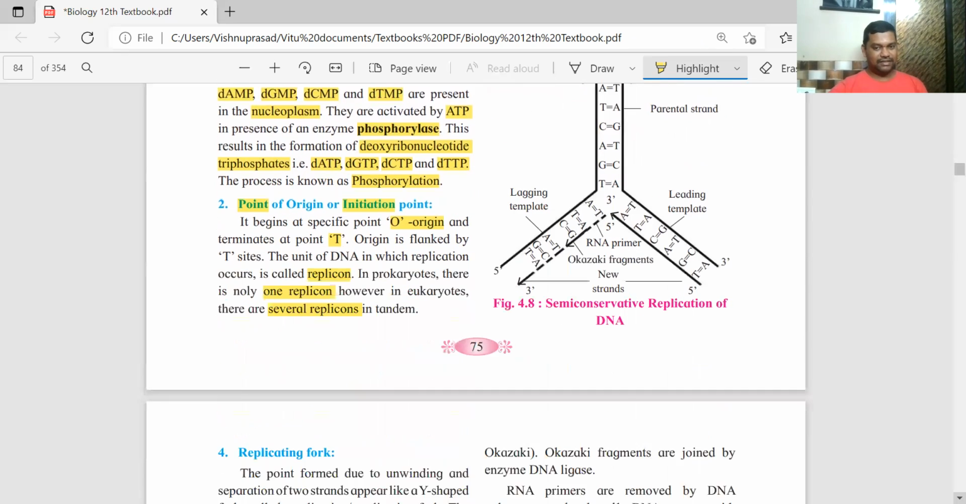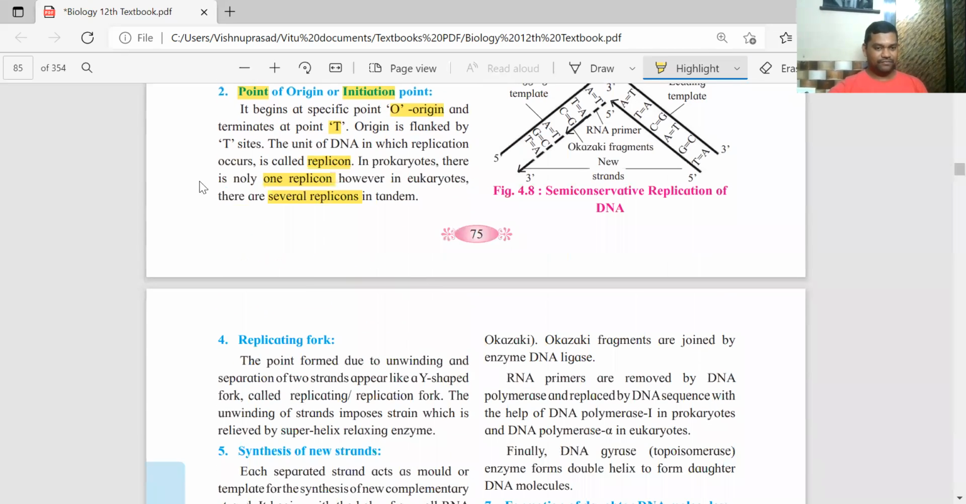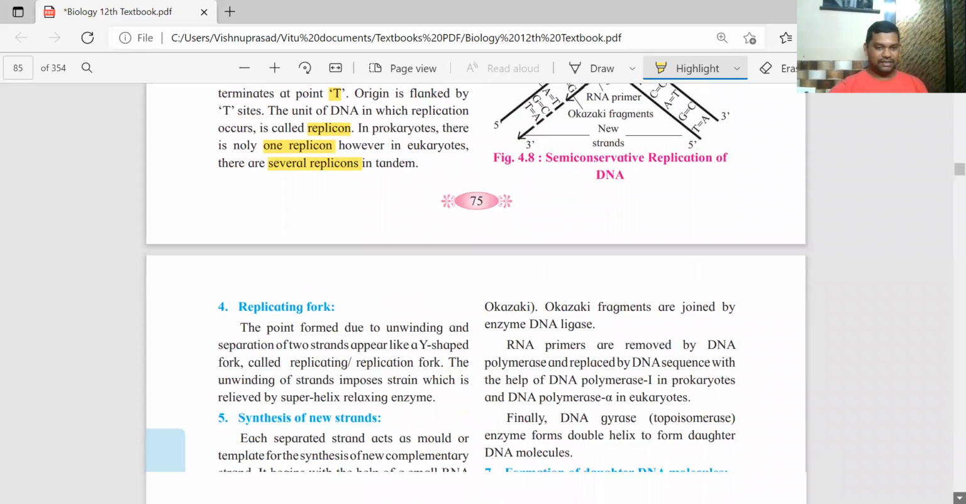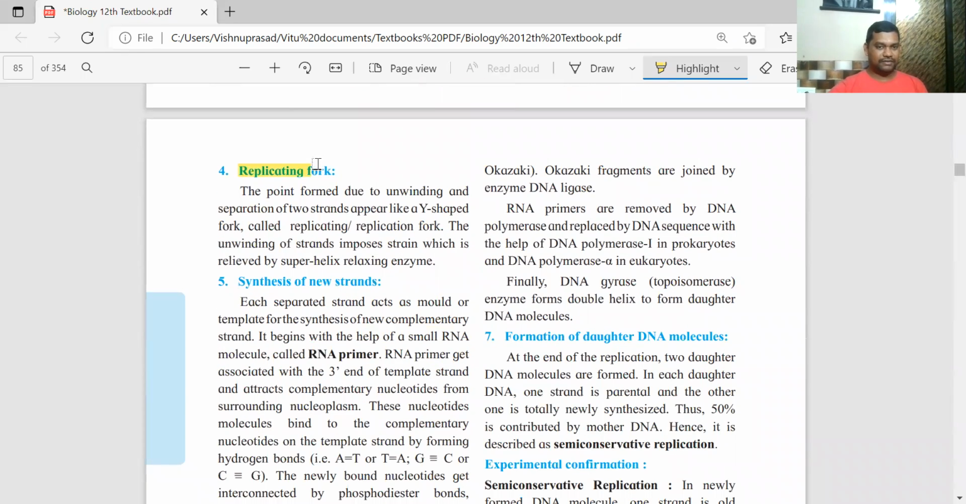You understood this? Lagging and leading. See the next step. Replicating fork. So there is a Y-shaped replication fork created. Hello, am I audible? Yes, you're audible. So because of this unwinding and separation, there is a Y-shaped replication fork which is produced.